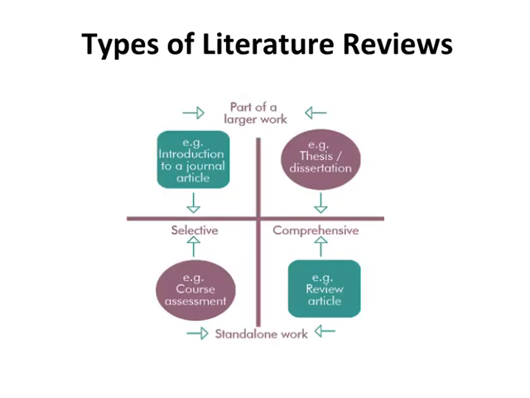Types of literature reviews. A literature review is either a part of a larger work or a standalone work. The larger work is either a thesis or dissertation, or the introduction to a journal article. Standalone published works are selective or comprehensive. The example of selective is a course assessment, while an example of comprehensive is a review article. In short, standalone published works are variously titled or subtitled literature review, narrative review, integrative review, or systematic literature review.